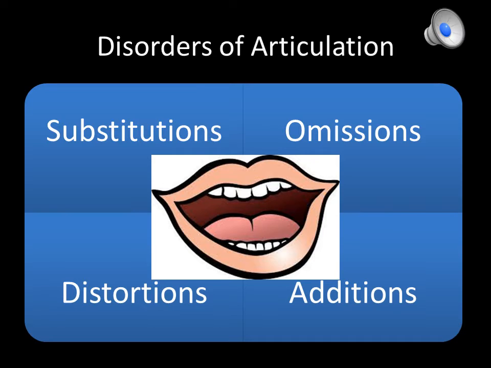Additions are the least common of misarticulations, and that occurs when a child may add a sound to a word. For example, baloo, adding the uh in the blue. Remember, when you're classifying disorders of speech sounds, it's an articulation disorder when it's one or two sounds and it falls into one of these categories.